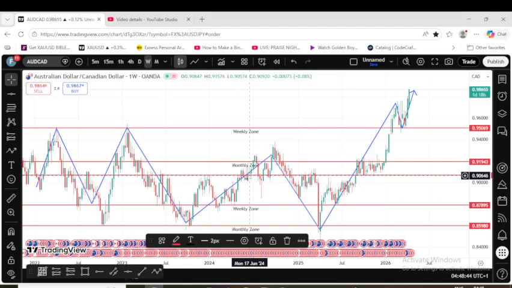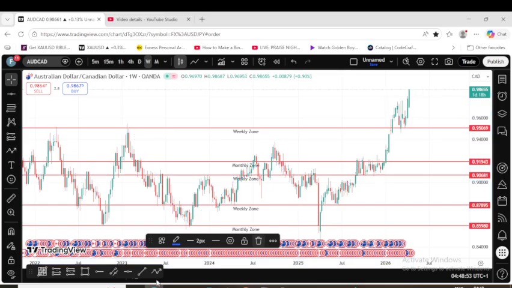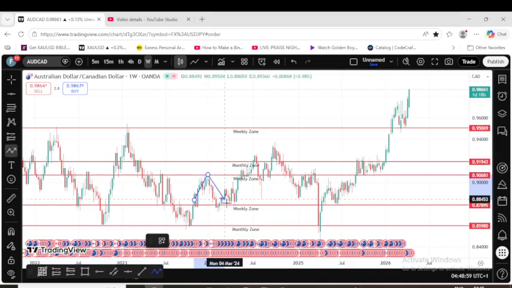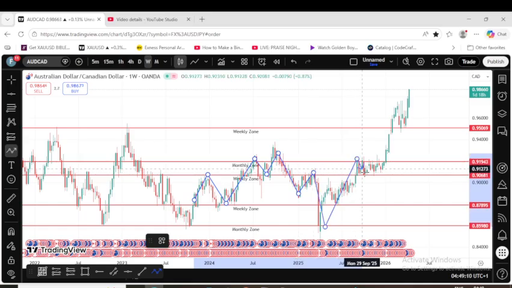This is another weekly zone. For this zone, what can you see? The price bounced off this point here, price came through it, but then bounced again here. Price came through it again, but then bounced off of it here.